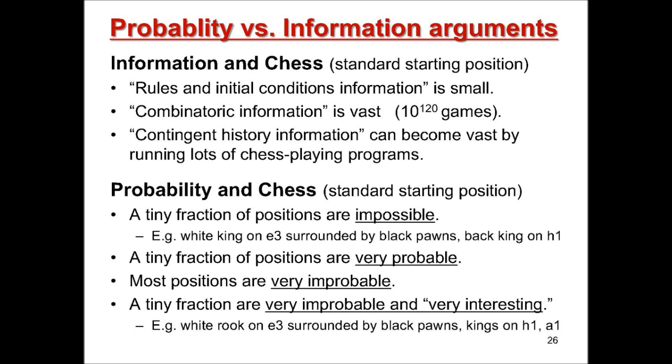Well, the information required to specify the rules and initial conditions of chess is fairly modest. The combinatoric information is vast, the number of possible games, and the contingent history information can become vast by playing lots and lots of games of chess. Now, what about probability in chess? Well, here's one way to think about it. If you start from the standard opening set of chess, think of the opening setup of pieces as sort of like the prebiotic Earth, okay?